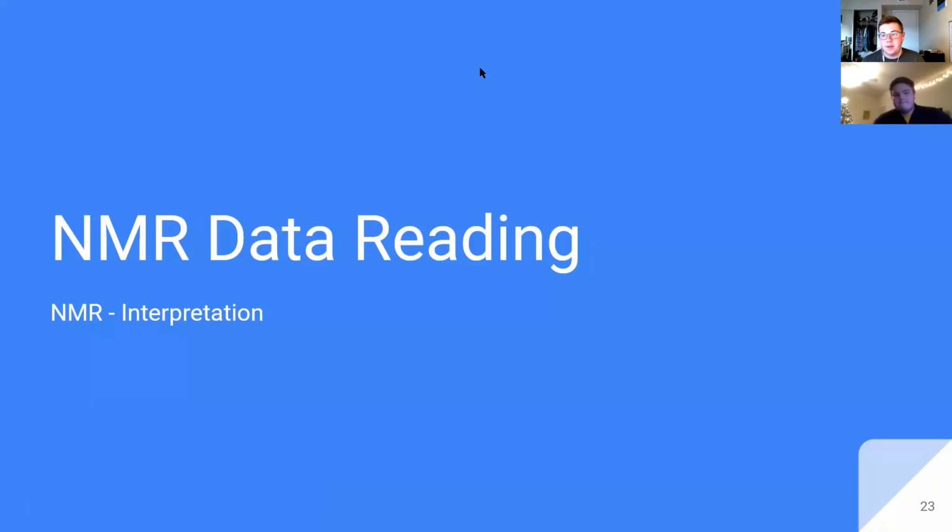Okay, so we kind of talked about the theory behind it, and we talked about how these machines work, but if you're given this visual data, how can you read it and know what's going on? What kind of material are you looking at?